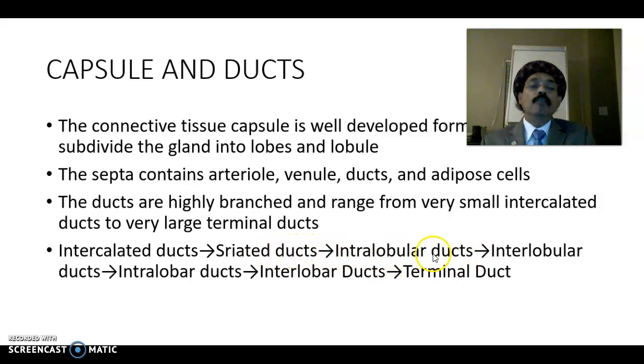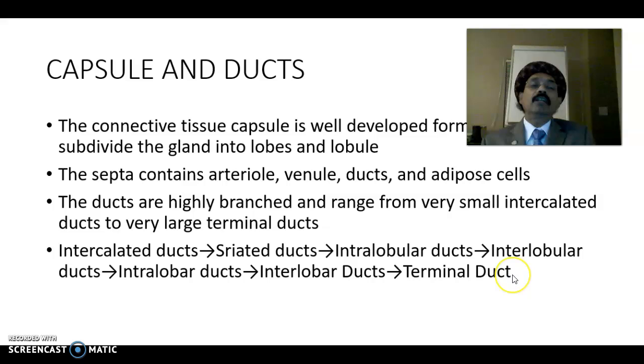Okay, intralobular duct, interlobular duct, interlobar duct, then terminal duct. Initially, cells are low cuboidal, then cuboidal, then columnar, then stratified columnar or stratified cuboidal, even pseudo-stratified columnar, then stratified columnar. Ultimately, it is going to be either stratified columnar or stratified cuboidal in the terminal duct.